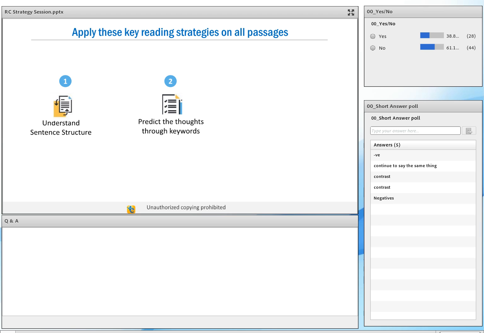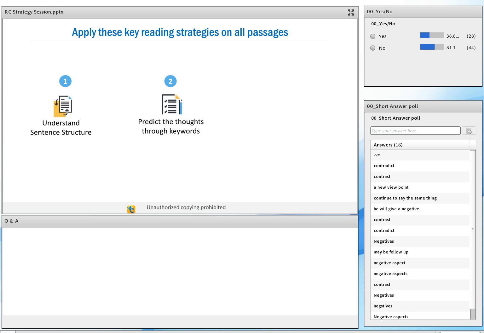He's going to give some negatives. Yes, he's going to give a contrast. He will not continue to say the same thing, that's for sure, because he said, "having said that, maybe that," okay, there's something else coming. It's not going to be the same thing, that's for sure. Okay? All right. And that is the kind of prediction that you need to do.